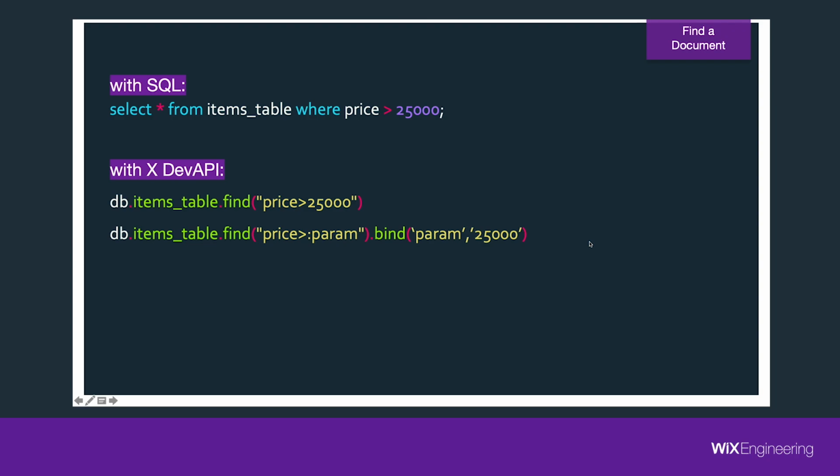Now the second option is using placeholder binders. The placeholder binders are a better way to use with the X DevAPI because whenever we run it, an execution plan is created and, if we want to run it again, we can change the parameters and it'll be faster next time it's running because it utilizes the execution plan from the previous run. So that's an advantage.